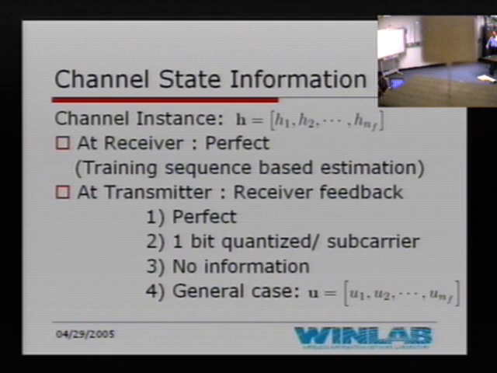Do you consider delays? No, I don't. I just consider that the feedback might be erroneous. You mentioned delays. No, I said possibly due to delays it doesn't have perfect information, but I don't consider delays per se. I just consider the general case that if this is the channel state vector, what the transmitter has is another random vector U1 to UNF, characterized by some joint distribution. So this is the most general case. The specific cases are when there is no information at all and when there is 1 bit of quantized information.